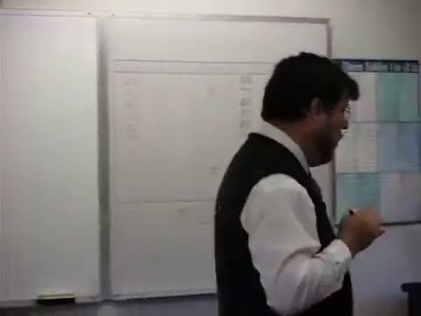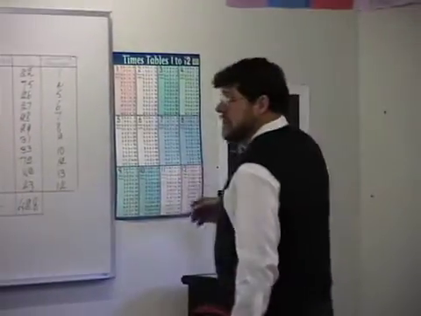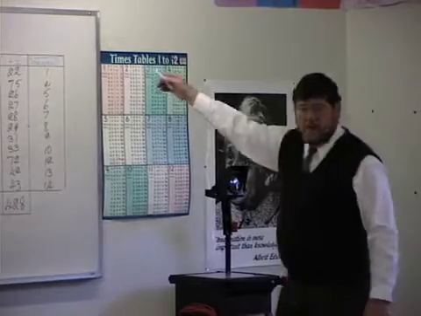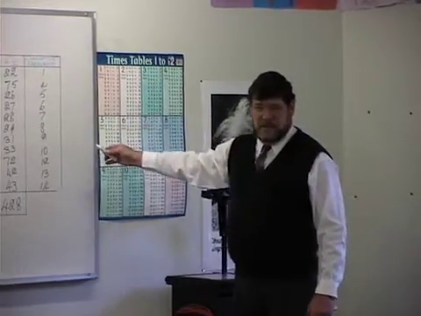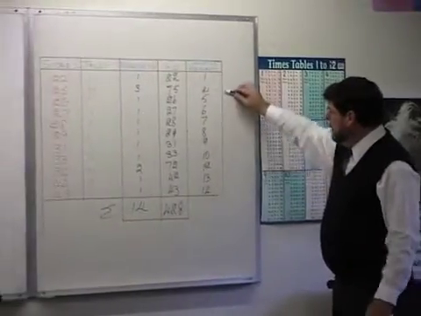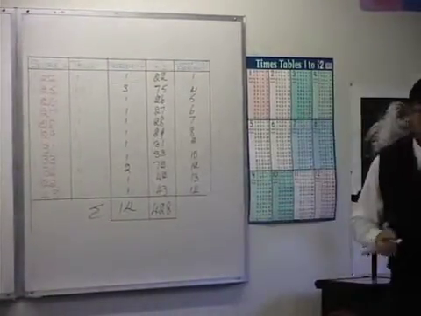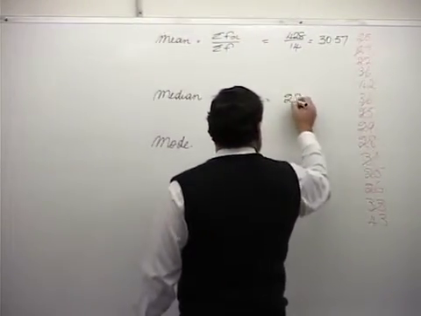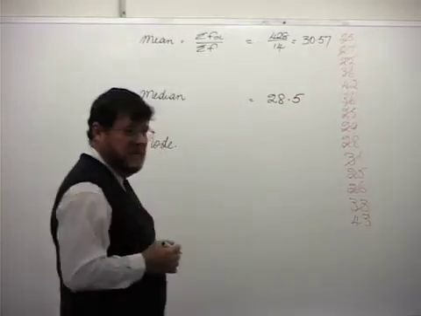Alyssa, what was the 7th score? 28. Who used the cumulative frequency column to find it? Good, so we came down to the 7th score, found it to be 28, down to the 8th score, 29. The average of 28 and 29? Who had 28.5 as the median?